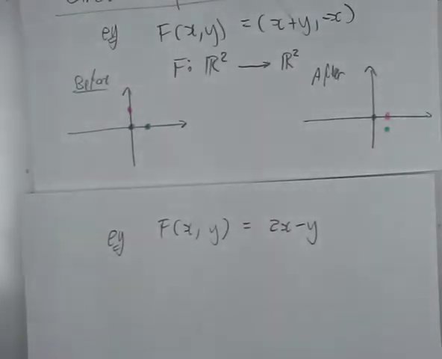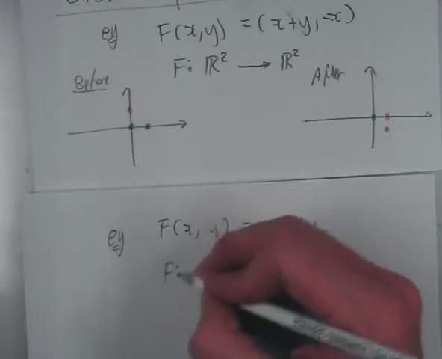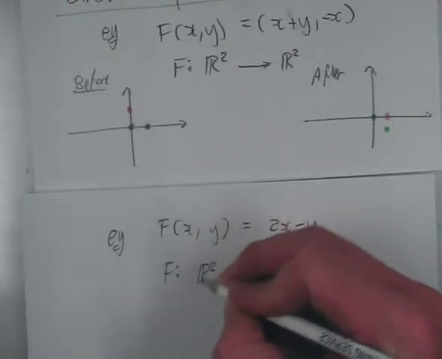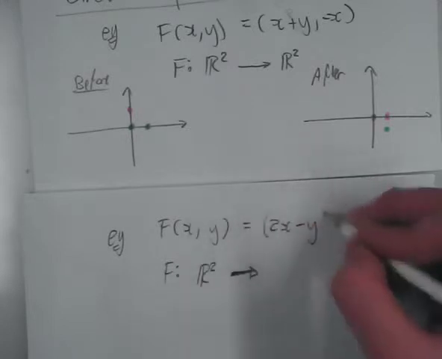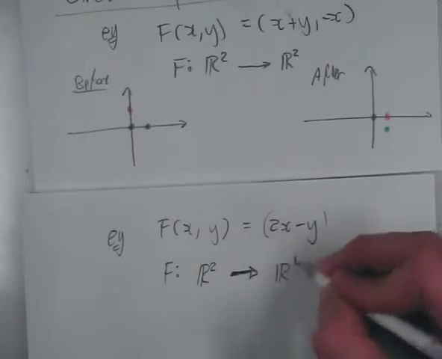f of xy is 2x minus y. It's just an ordinary multivariable function. So this is something you could do derivatives and all sorts of things with, but we're thinking of it as a linear transformation. So f is sending R2 here, and the answer only has one coordinate. It's just a single number, so there it goes to R1.